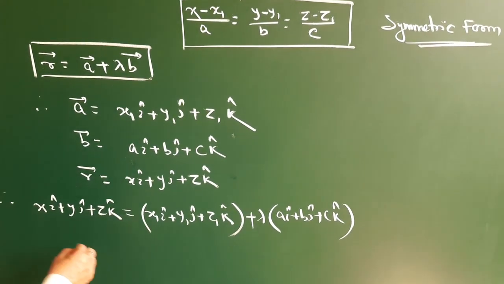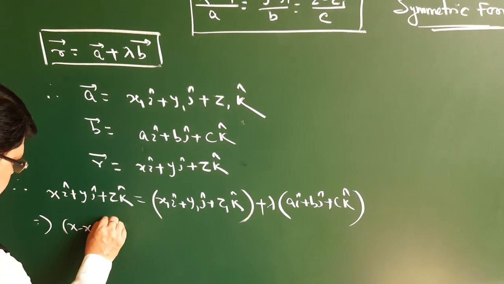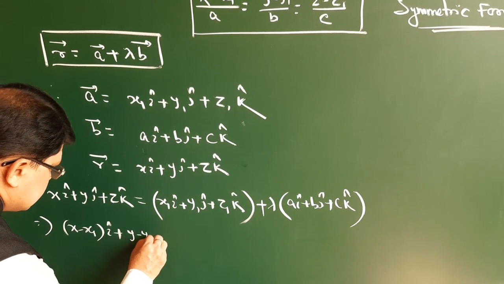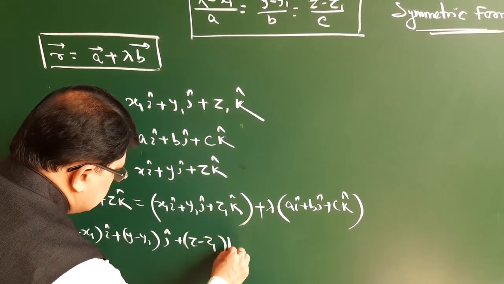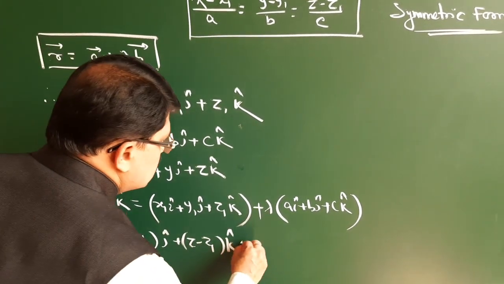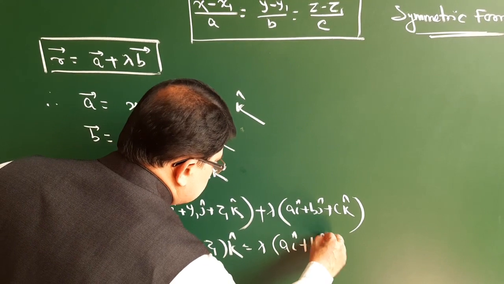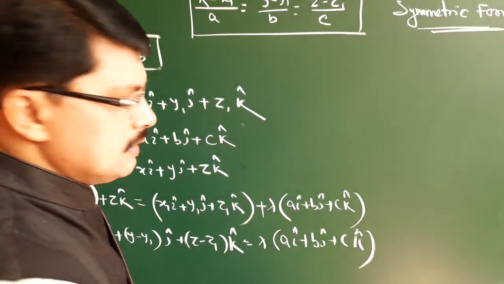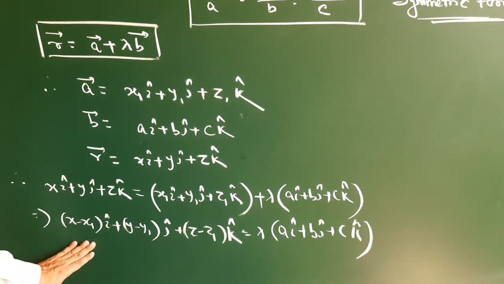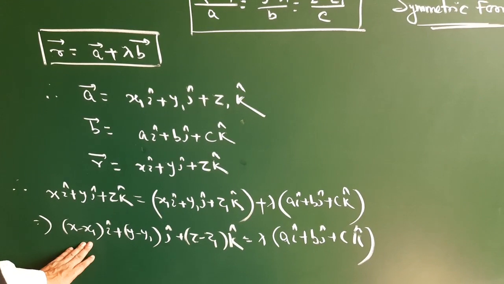Now you simplify this, what will we get? It is x minus x1 into i cap plus y minus y1 into j cap plus z minus z1 into k cap. This is equal to lambda into ai plus bj plus ck. Understood that point? Now you just follow this. Left side one vector, right side another vector.